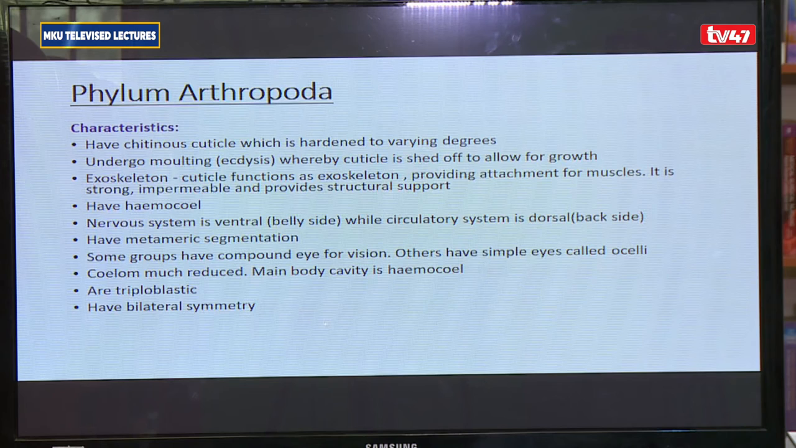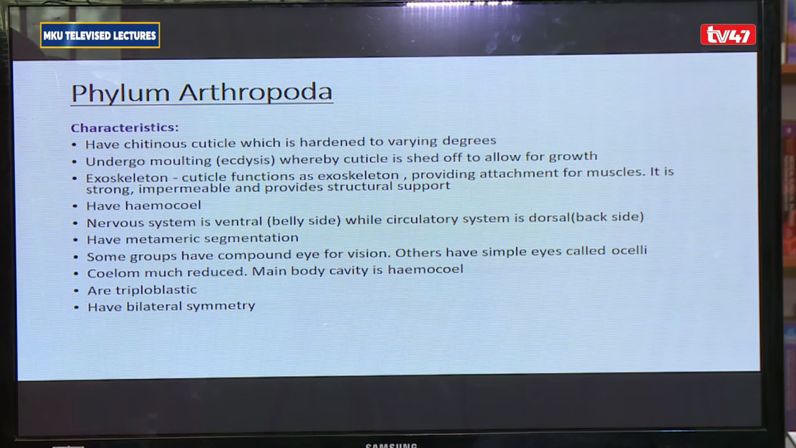They have a hemocoel. Hemocoel means a blood-filled body cavity because these organisms don't have blood vessels. So the blood flows freely in the body cavity. They have a nervous system that is found on the ventral side or belly side, and the circulatory system is found on the dorsal side, which is opposite of what the higher animals have. They have metameric segmentation.